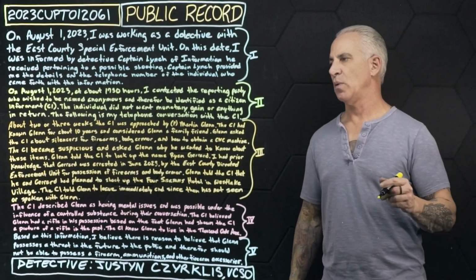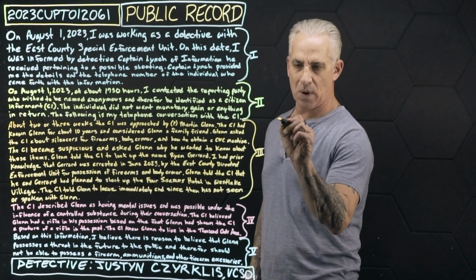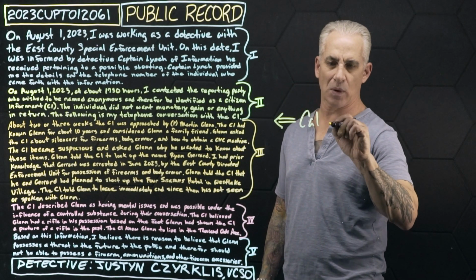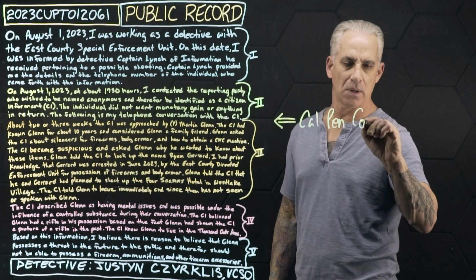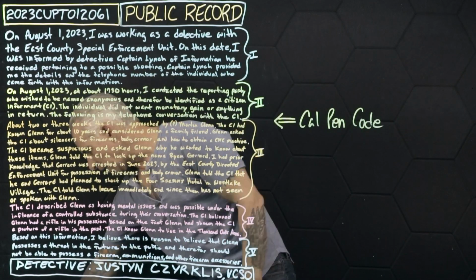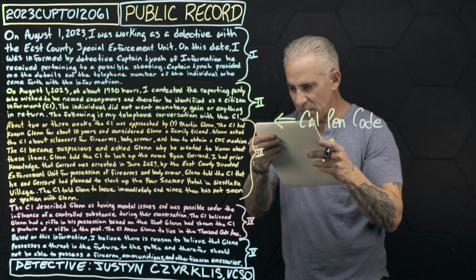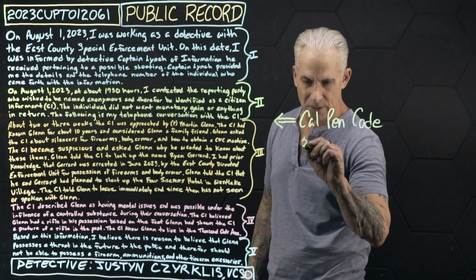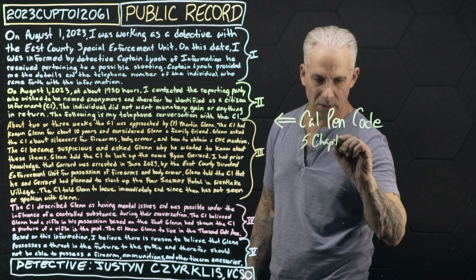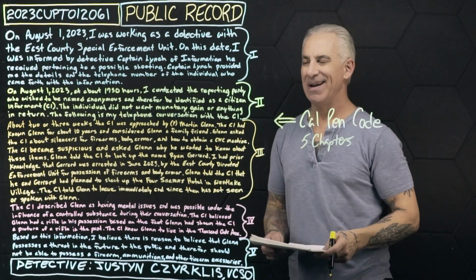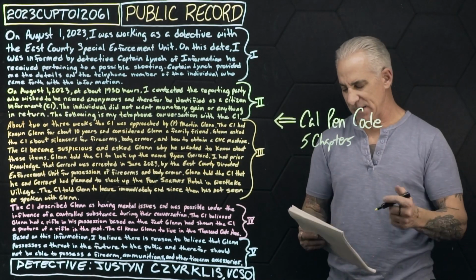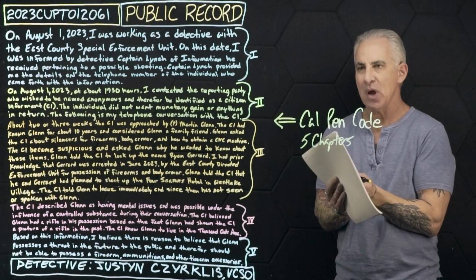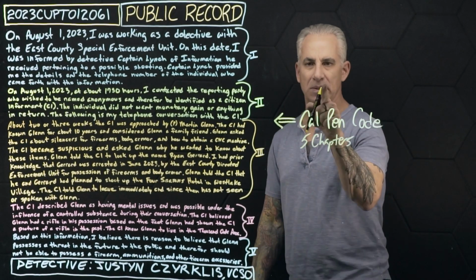So right now we are right here, and I think it's important that we go over California Penal Code, and there are 5 chapters. And what this does is this signifies what the officers of the law are supposed to do. So again, let me go ahead and diagram that here.